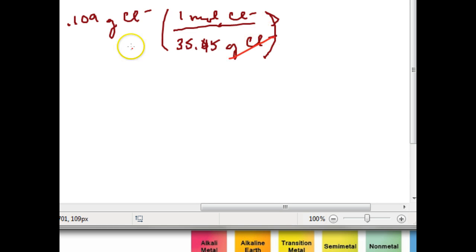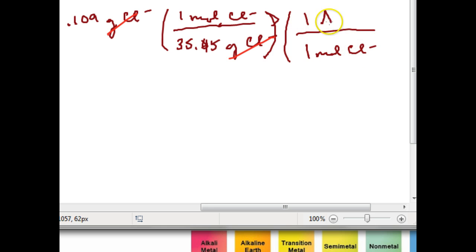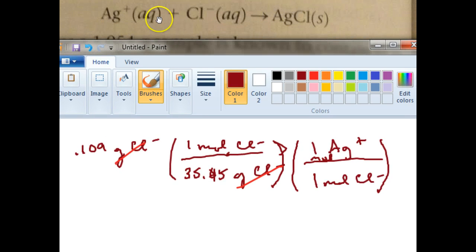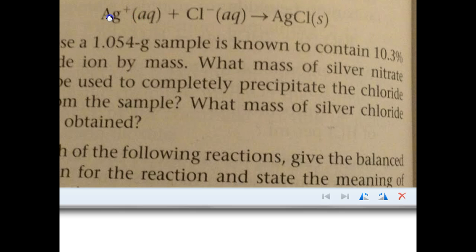Did that in order to get rid of these guys. Now my calculations are about moles of Cl minus. I don't want moles of Cl minus. I want moles of Ag. So 1 mole of Cl minus is required for 1 mole of Ag plus. How do I know it's 1 mole and 1 mole? Of course, I use the chemical equation, right? This is obviously balanced. 1 mole of this, 1 mole of this.